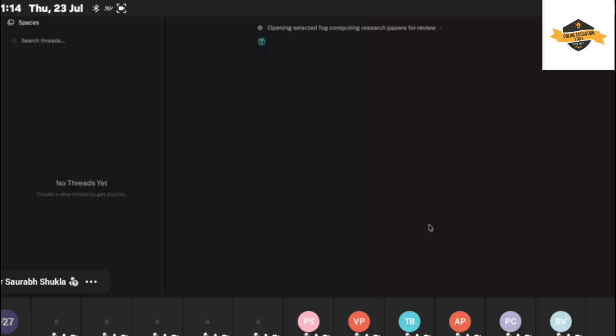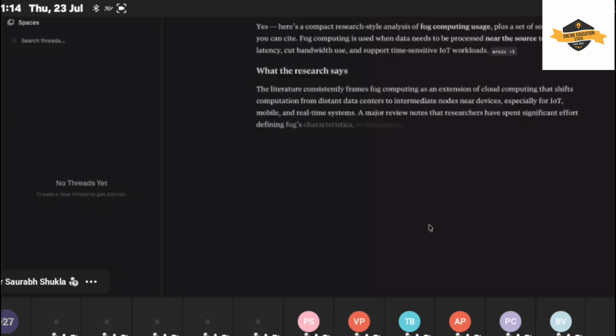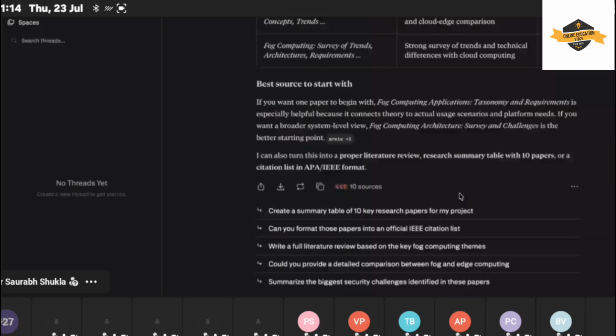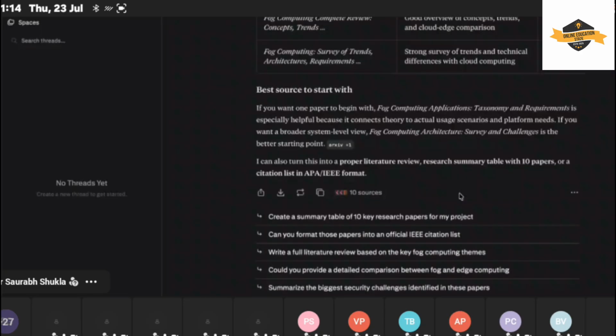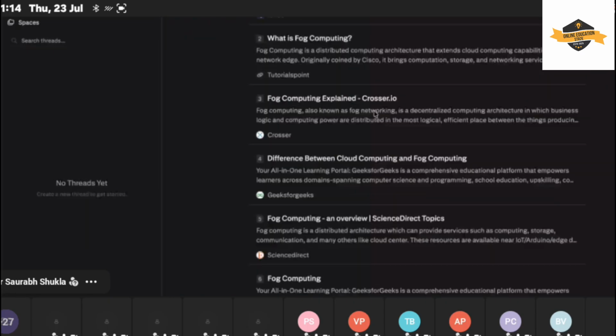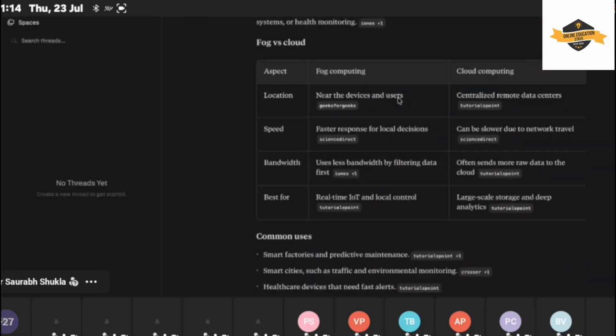Let's see what is happening right now. Now, what is happening while using this Perplexity? I am having the different sources, a detailed comparison, a particular deep research on fog computing, rather than having a general description of fog computing, what we generally have in terms of ChatGPT.